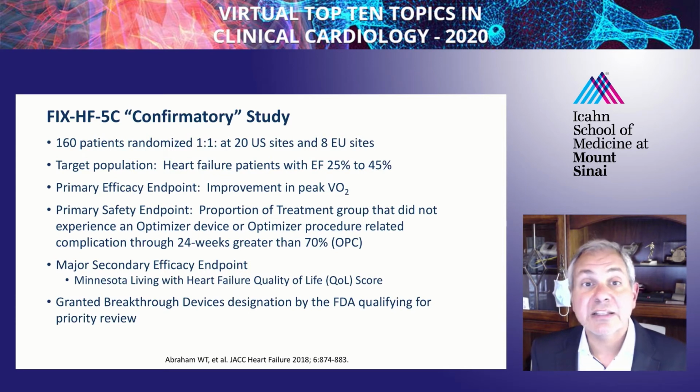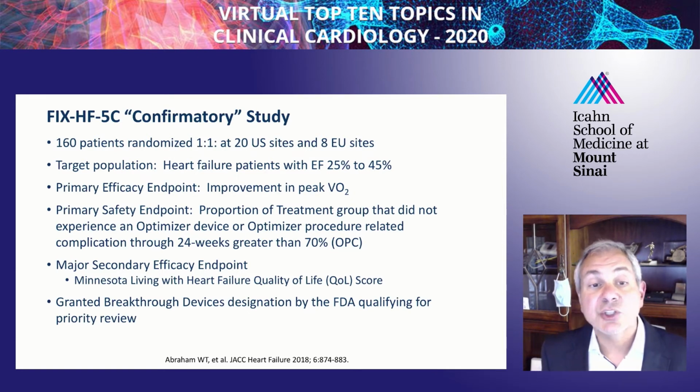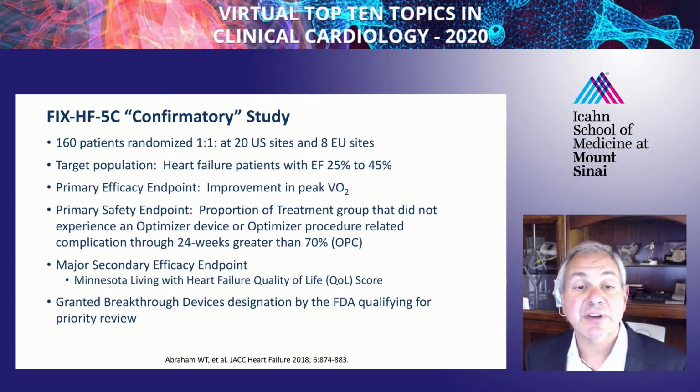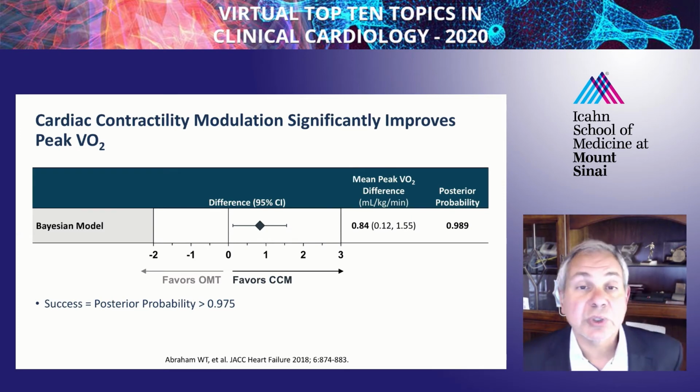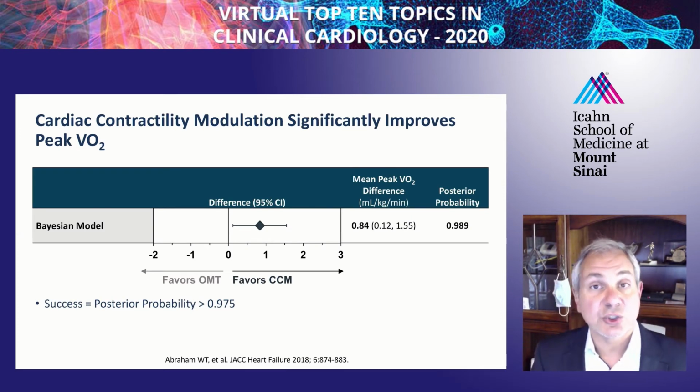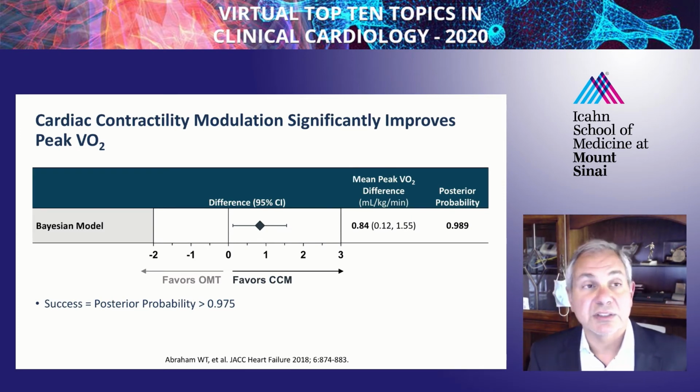The primary effectiveness endpoint was an improvement in peak VO2. The primary safety endpoint is outlined on this slide. The major secondary efficacy endpoint was quality of life. And it's important to note that this trial was done under the auspices of the US FDA's Breakthrough Devices designation. To make a long story short, the FIX-HF5C trial was markedly positive.